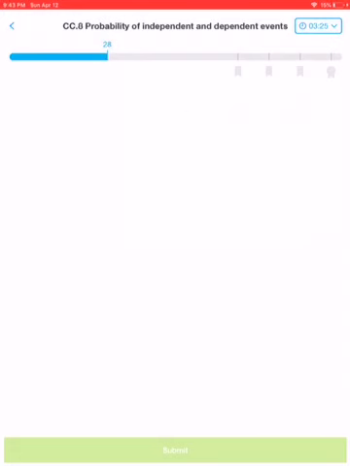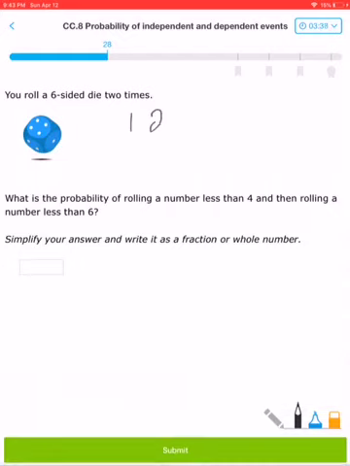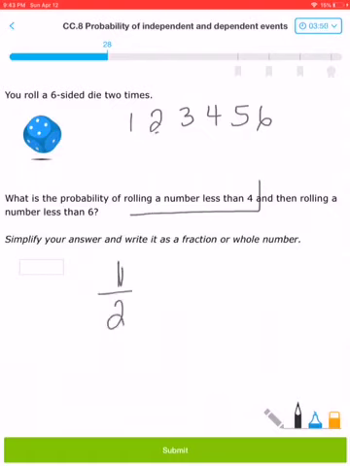Okay, let's check out this next one. You roll a 6-sided die 2 times. What's the probability of rolling a number less than 4 and then rolling a number less than 6? So the numbers on a die are 1, 2, 3, 4, 5, 6, obviously. Probability of rolling a number less than 4. Less than 4 looks like it's 1, 2, 3. So it's half. 3 out of 6 is a half.